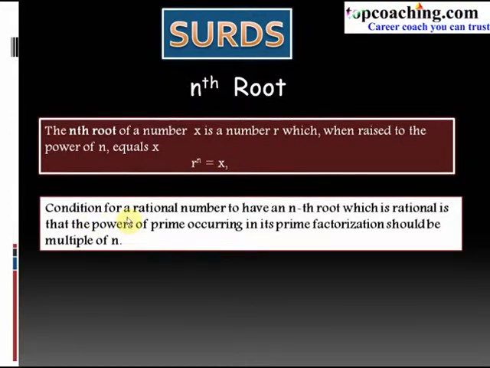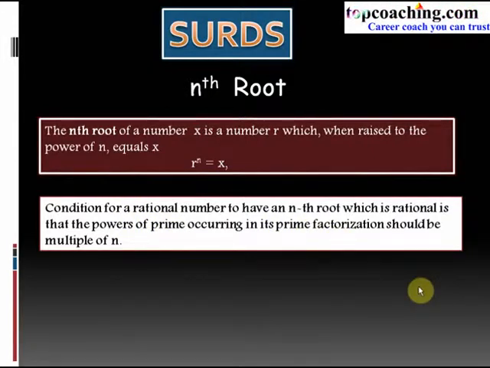The condition for a rational number to have an nth root which is rational is that the powers of the primes occurring in its prime factorization should be a multiple of n. So if we factorize any number into its prime factors, and the index is a multiple of n, then we get a rational nth root.